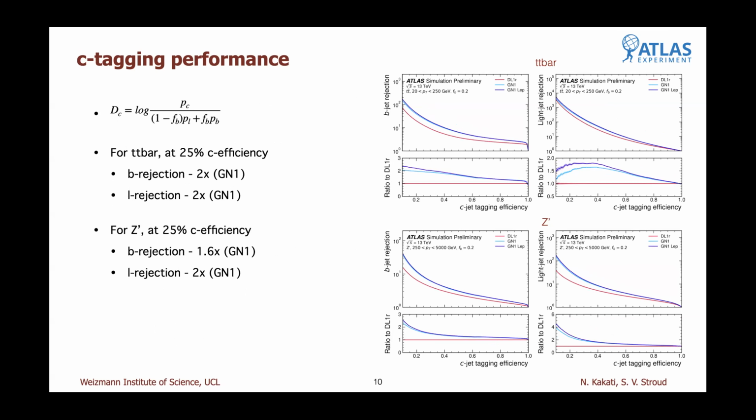We can also look at the C-tagging performance. How we do it: you get the probability scores out of the network, and using those probability scores, we can also construct a discriminant for charm tagging. That leads to plots the same way we had before, and again we see a very good improvement with respect to DL1R from GN1. Here are some numbers. At 25% C efficiency, we see almost twice the amount of B and light rejection with the new version. And for Z prime at 25% efficiency, we see 1.6 times B rejection and twice the light rejection.